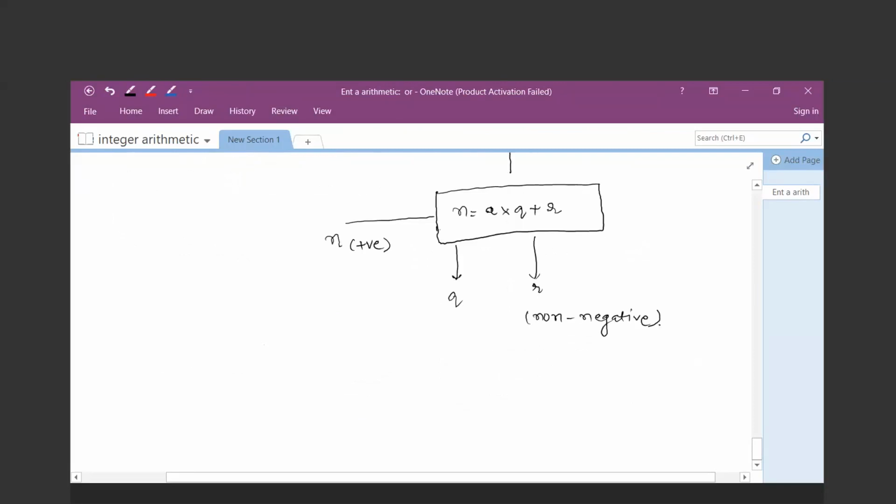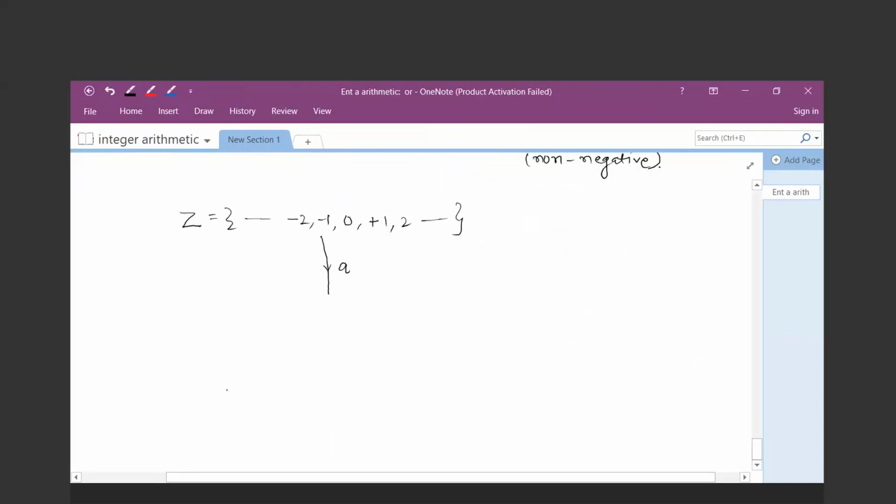In modular arithmetic, we have to select the integer value from the same set, the set of negative values, zero, and positive values. So we select only one integer in order to perform the modulo operation. The operation is mod. Here also there is one n, a positive value, and the output should be the residue, and the condition is that it should be non-negative. If it is negative, then we have to convert it into a positive value. How to convert it? I will tell you in a while.